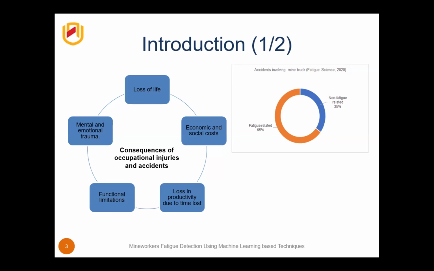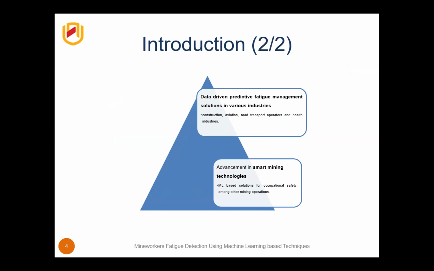We know that some of the consequences of occupational injuries and accidents, which may result from fatigue, may be loss of life, for example, and other issues like functional limitations and economic and social costs. Now, there has been an emergence of predictive fatigue management solutions in various industries.